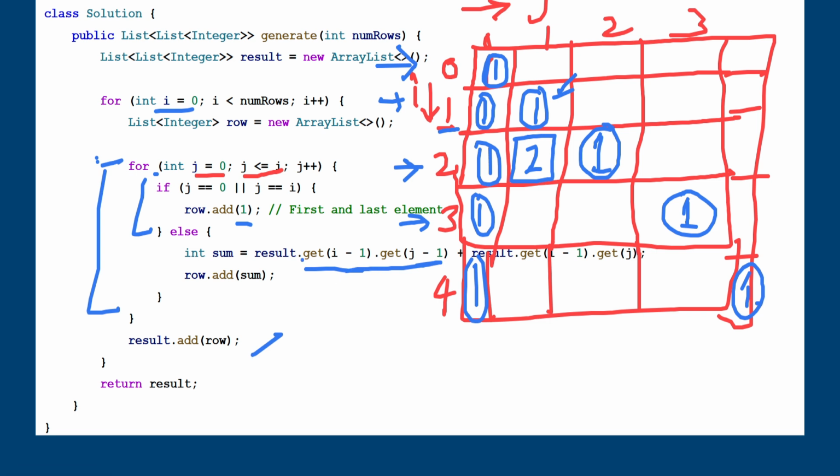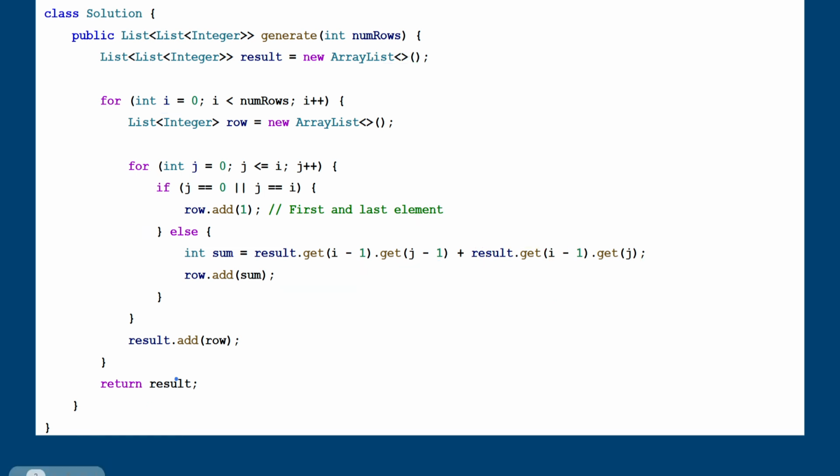Because result.get(i-1).get(j-1) will get 1 here, right? Similarly result.get(i-1) and get(j) will get this one, and then both will do a sum, and we get 2, right? Once you get the sum 2, you add it onto the row, and once this j loop is completed, we add the row onto the result. So this loop will keep going until everything's done. I hope you understand, right? If you have any doubt, please ping me in the comment box.